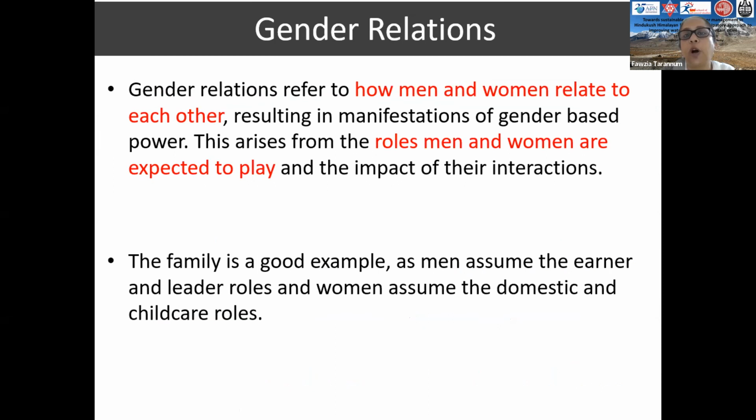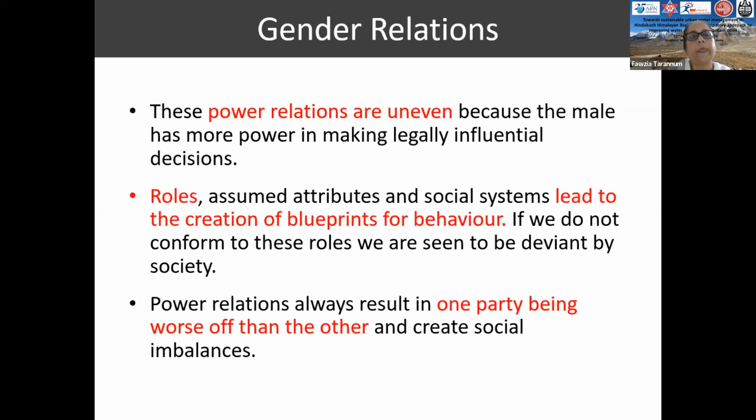Gender relations refers to how men and women relate to each other, resulting in manifestations of gender-based power. So what are the roles that they are expected to play? Family is a very good example. Men are expected to play a productive role and women are expected to play a reproductive role, including caregiving and domestic roles. Power relations are uneven because normally males have more power in making legally influential decisions. And these roles and relations result in creating blueprints for behavior. Because of this, one party is always at a disadvantage.